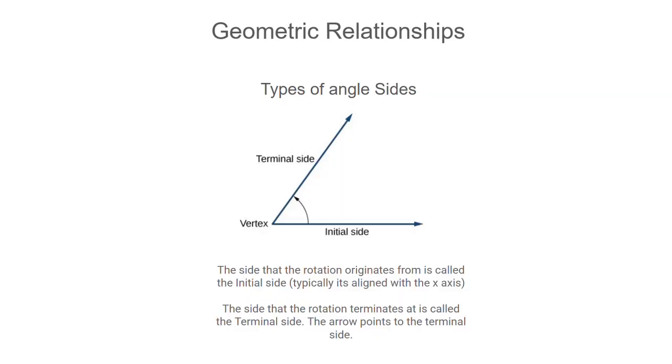Something we didn't cover earlier when discussing the sides of an angle is that they have names. One will be the initial side and the other is called the terminal side. The initial side is the side that the rotation that created the angle started from. The terminal side is the side where the rotation ends or terminates. Typically, the initial side will be perfectly horizontal, but to be certain which is which, the terminal side is the side that the arrow points to.